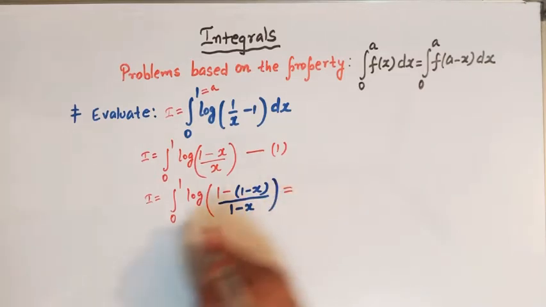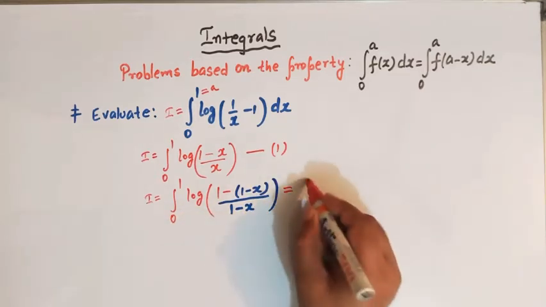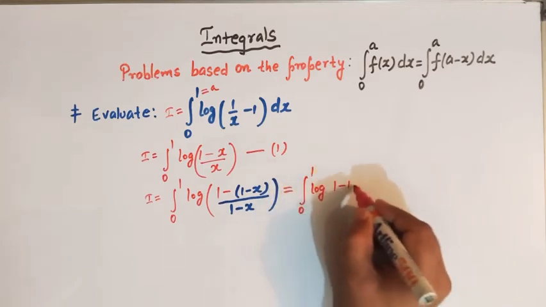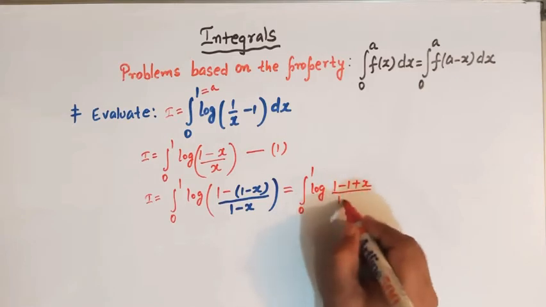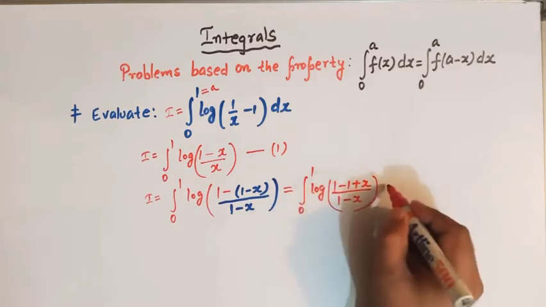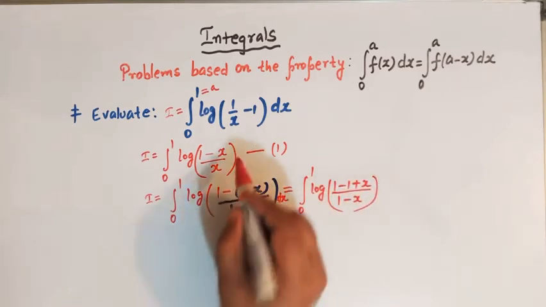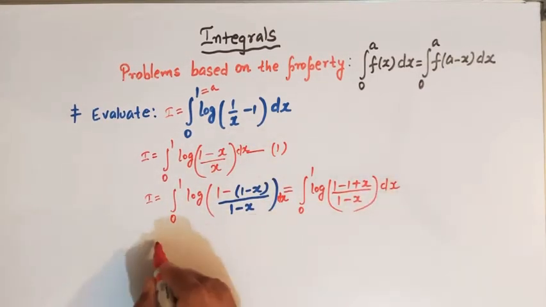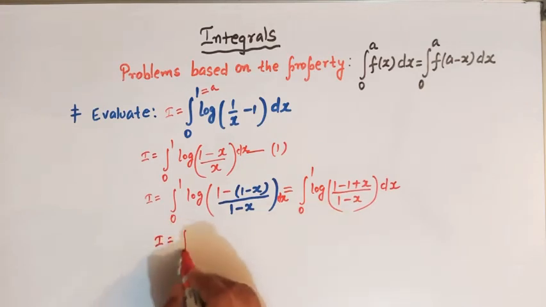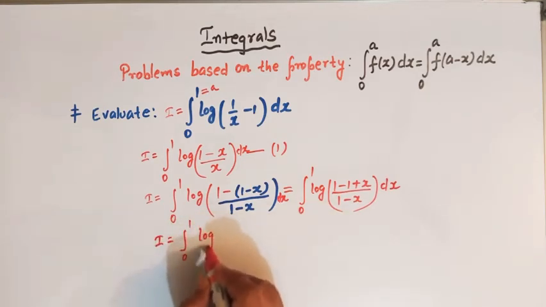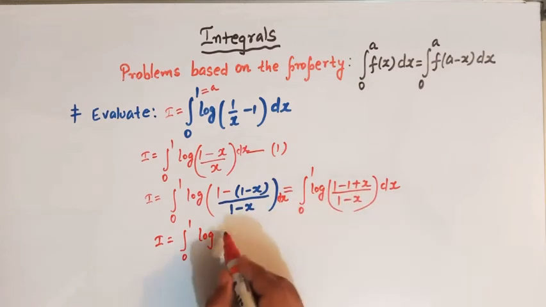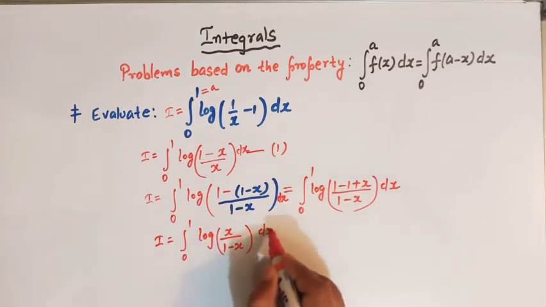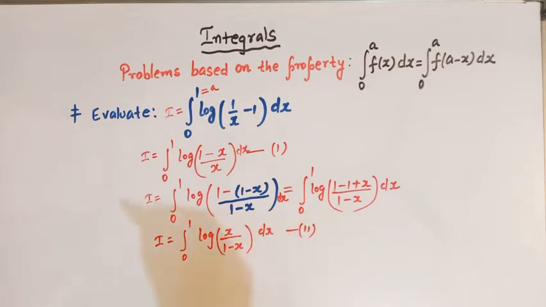Now if we simplify this, we get integral from 0 to 1 of log((1 minus (1 plus x)) divided by (1 minus x)) dx. Here also we have dx, and now this can be written as integral from 0 to 1 of log of (1 minus 1 cancelled) x divided by 1 minus x, right? So this is equation number 2.